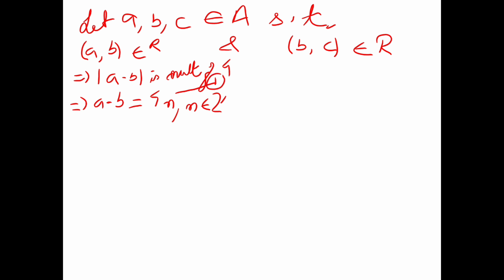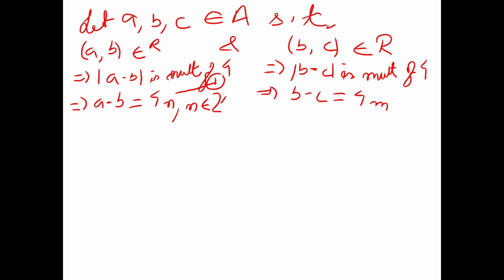B is related to C. Difference of B and C is a multiple of 4. That means B minus C equals 4 into some integer n. This is equation 2, where n is an integer.